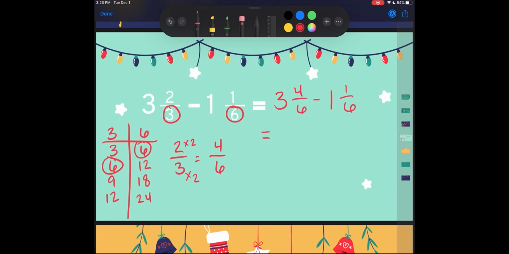So I subtract, since I'm subtracting, right? I subtract my whole numbers. So 3 minus 1 is 2. And then 4/6 minus 1/6 is 3/6. So now I end up with 2 3/6.